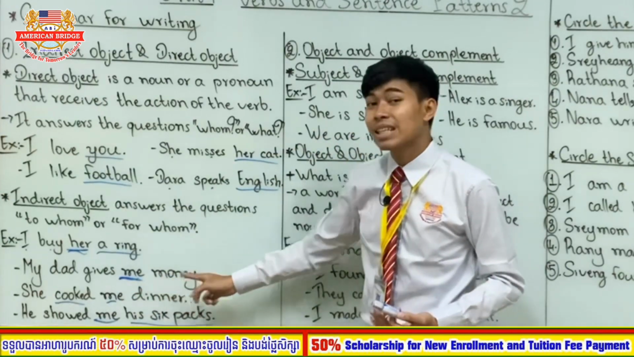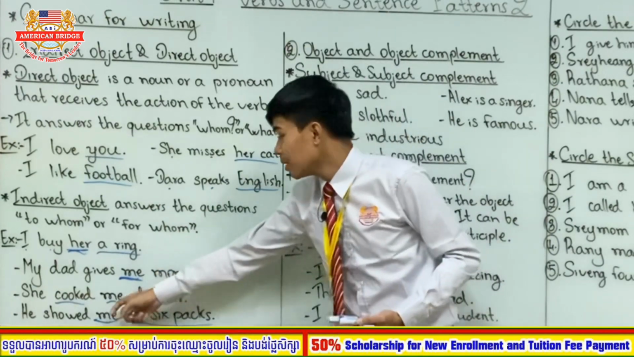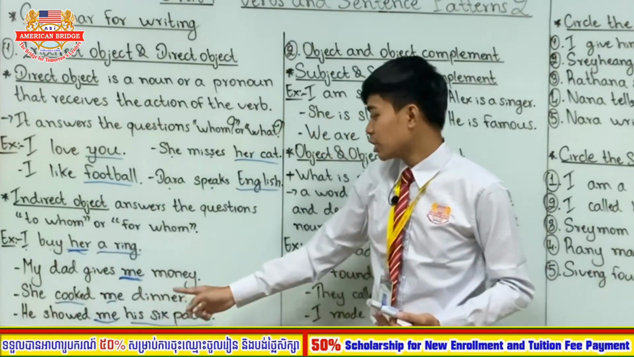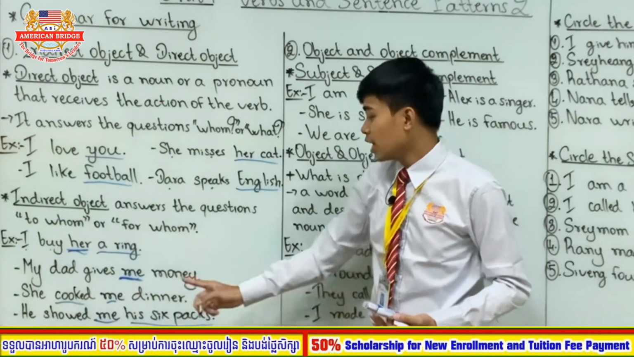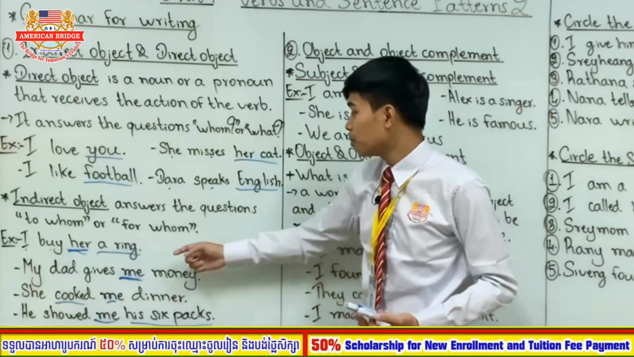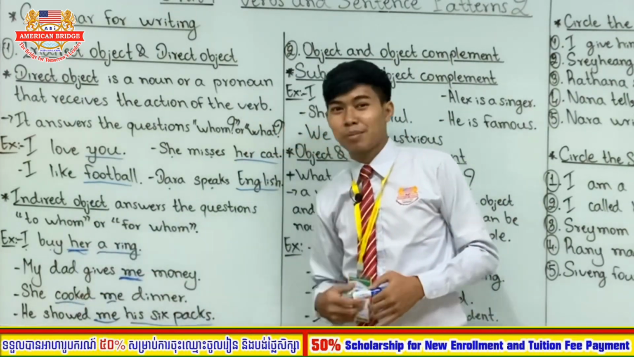She cooked dinner. She cooked dinner for whom? For me. So "me" here is an indirect object. He showed me his six packs. He showed his six packs to whom? To me. So "me" here is an indirect object.